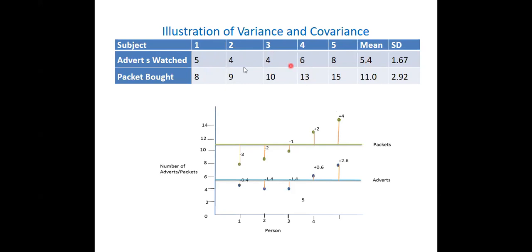This is the mean number. If you add all these numbers and divide by 5, it gives you the mean number of adverts watched and the mean number of packets bought. This is the standard deviation. If you plot the same thing on this graph, the packets bought are green and the adverts watched are blue. The mean is the horizontal line.